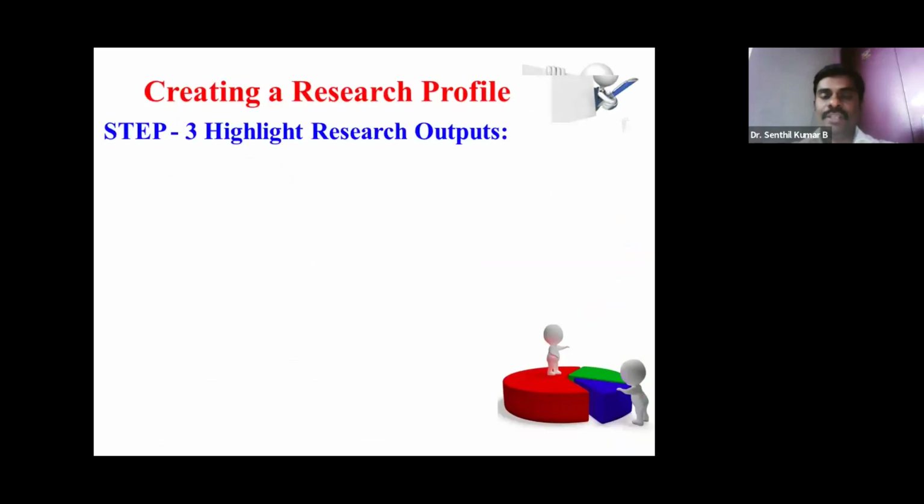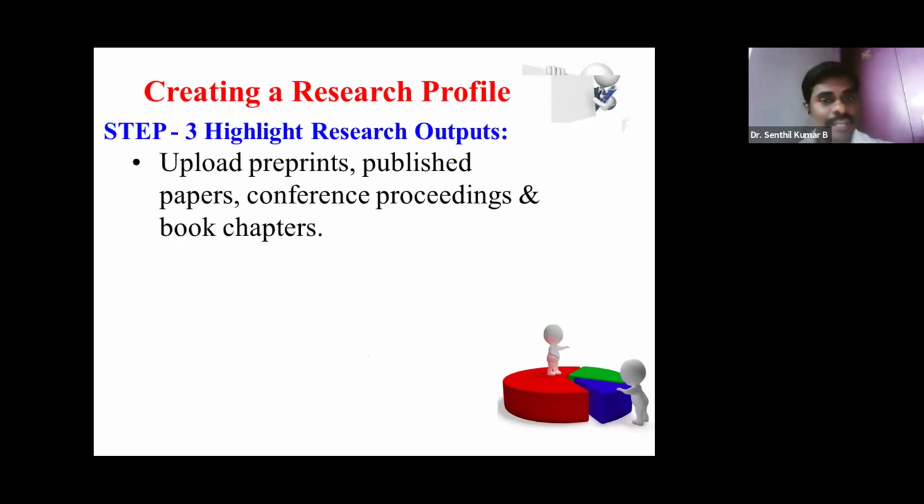Coming on to step 3, you have to highlight your research output. This is very important. Whatever you have done so far in your research, you have to highlight it. Now let us see what can be added here. You can upload your preprints, published papers, conference proceedings, and book chapters. All these can be uploaded in your research profile, but please check out the copyright issues.